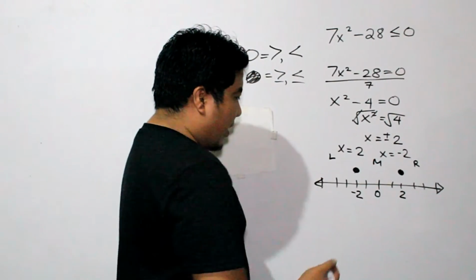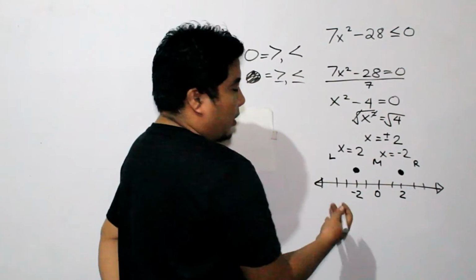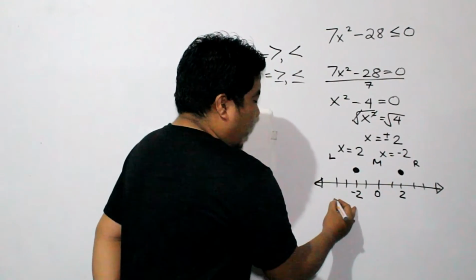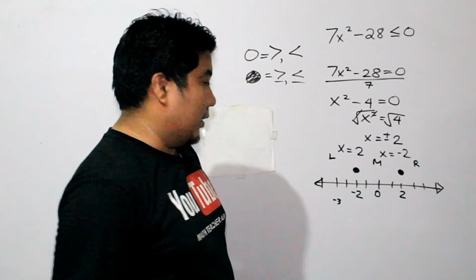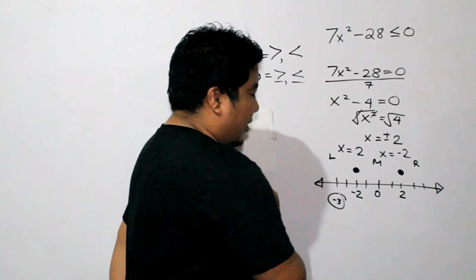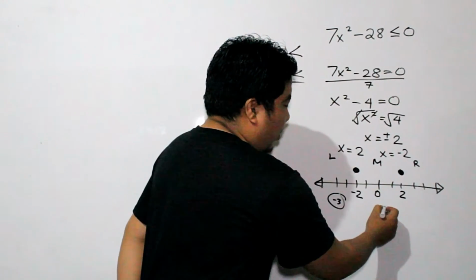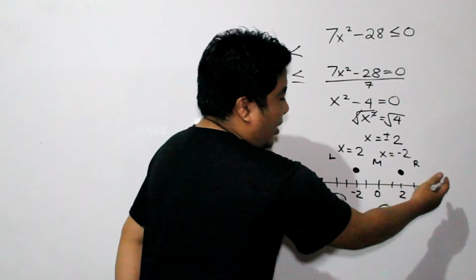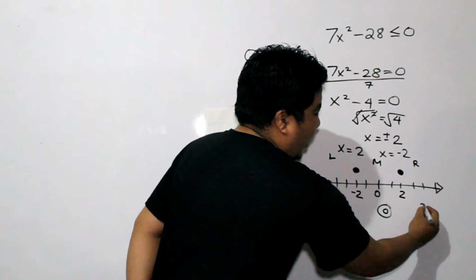So for my left, I will choose numbers that are less than negative 2. I think that is negative 3. Okay, so I will use negative 3. Here I will use 0. And here I will use positive 3.